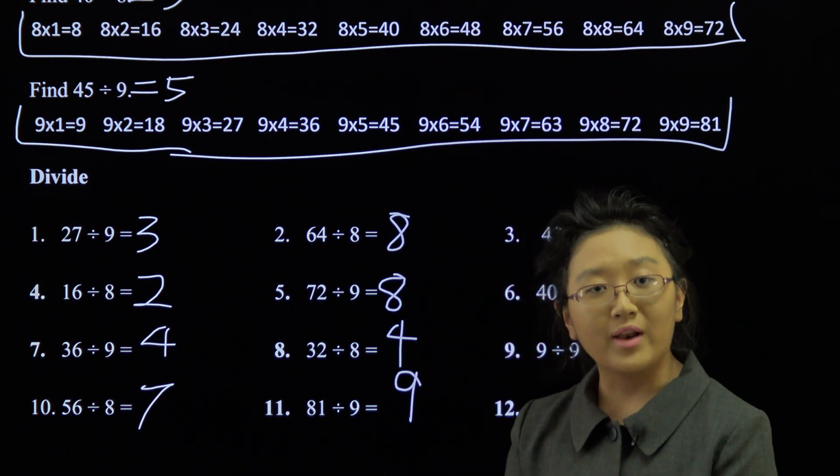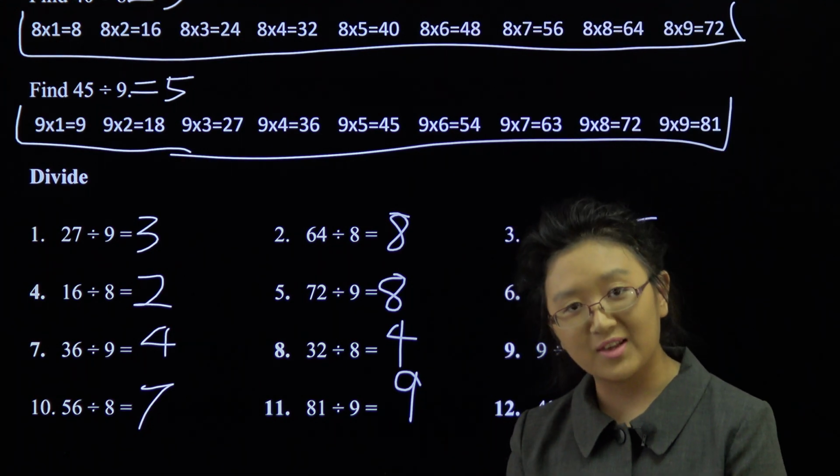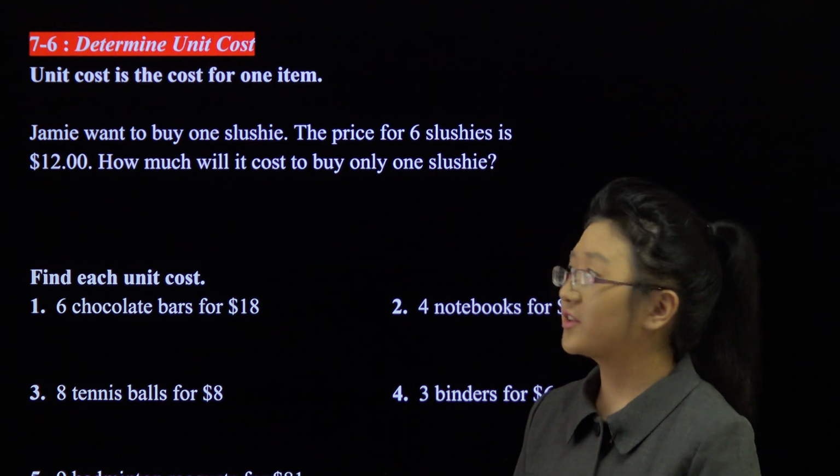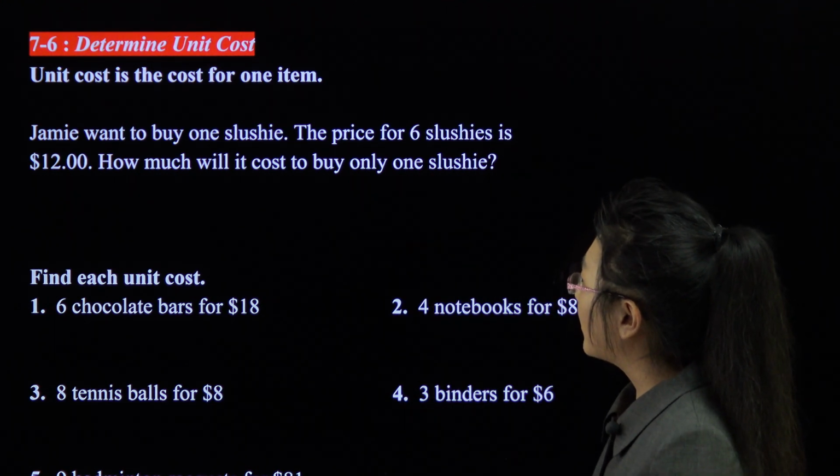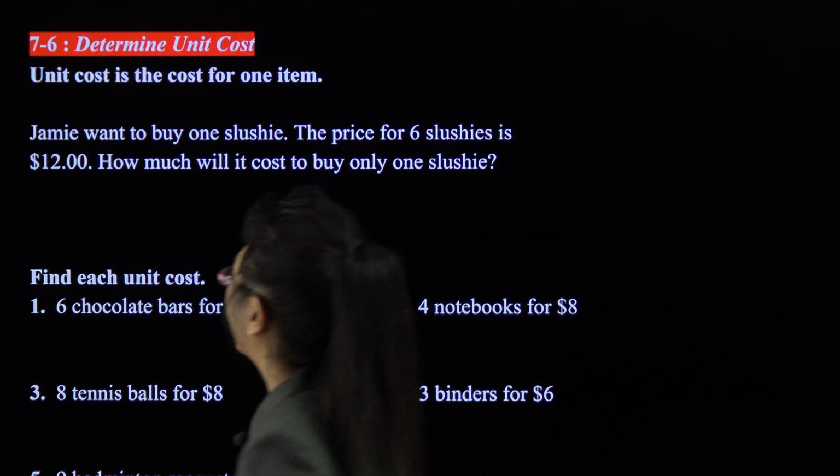Well, we're going to move on to something else. More specifically, to unit cost. Unit cost is a cost for one item. How do we calculate unit cost? Well, say we have this question right here.